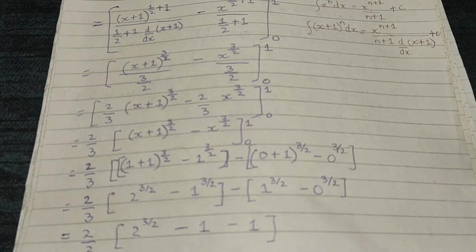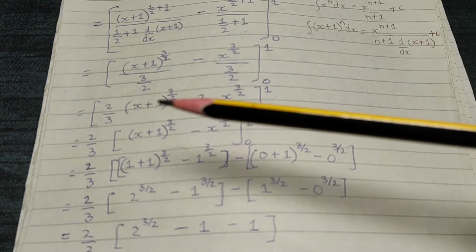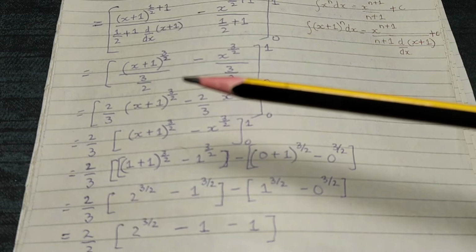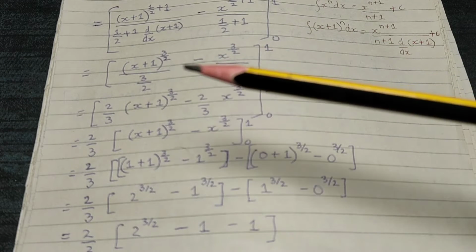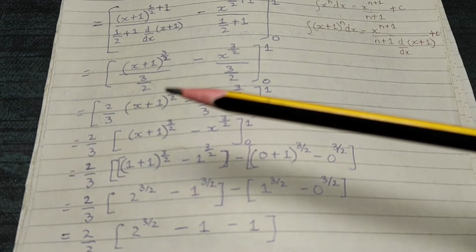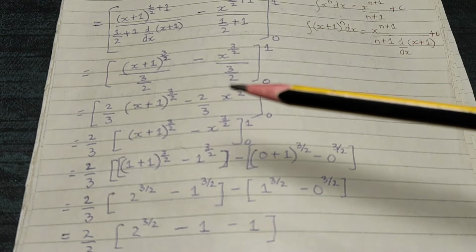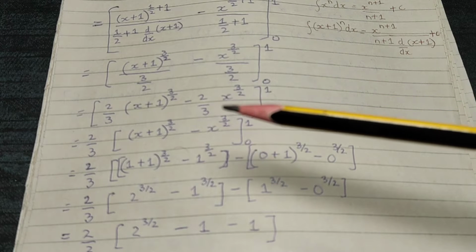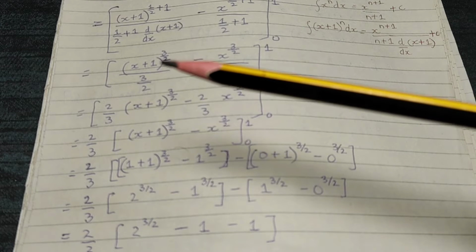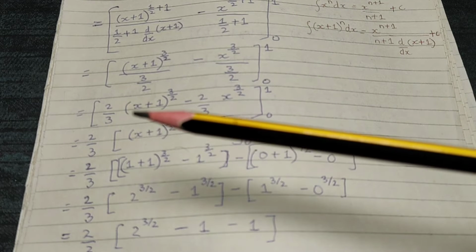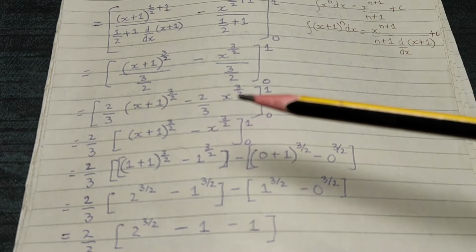Now 3 by 2, whatever you have got in the denominator, when it goes to the numerator, it becomes the inverse. It becomes the opposite. 3 by 2 will become 2 by 3. So here this 3 by 2 has gone on top and become 2 by 3, and here also 3 by 2 has gone on top, it has become 2 by 3, and the terms which were there on top will continue down. X plus 1 raised to 3 by 2 and x raised to 3 by 2.